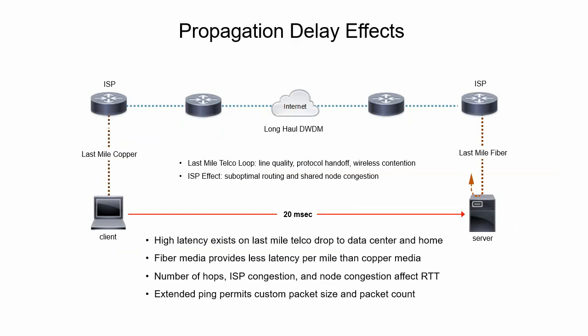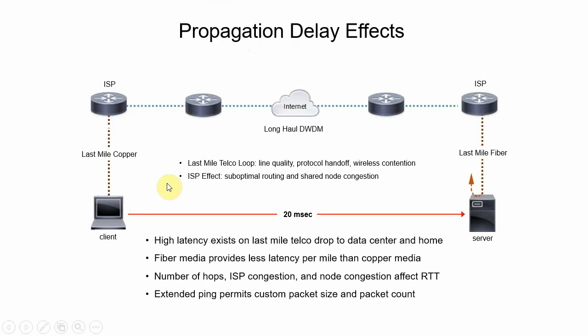Now, propagation delay effects. I added something on propagation delay since it's one of the things that contributes most to problems with the performance of your web-based application. It's the reason why CDNs are so popular. I've got client to server, and I'm showing one-way latency of 20 milliseconds, which is actually kind of fast. I've got last mile copper from the client to the service provider. This is just the local loop, from your home to your central office, the ISP where you're getting your service, or from the data center to whatever service the data center is using.